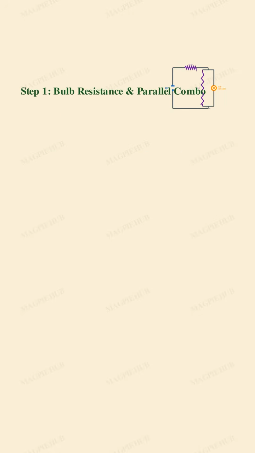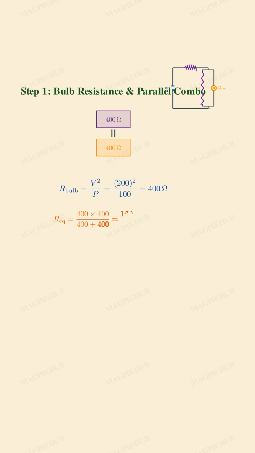Step 1. First, find the bulb's resistance. Using the formula R equals V squared over P, we get 200 squared over 100, which is 400 ohms. Now the bulb, with 400 ohm resistance, is in parallel with the 400 ohm resistor. The equivalent parallel resistance is 400 times 400 divided by 400 plus 400. Computing this gives us 200 ohms.